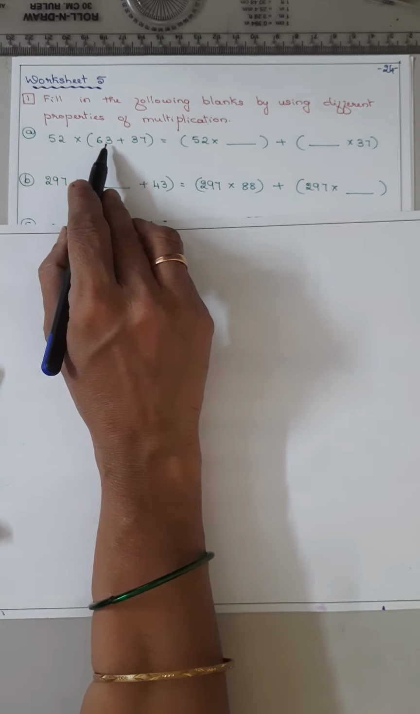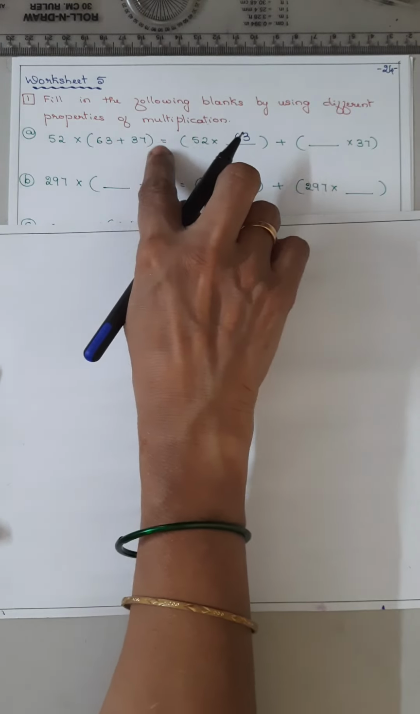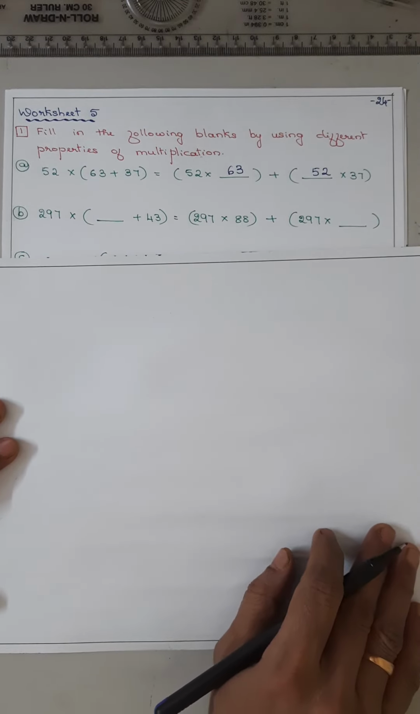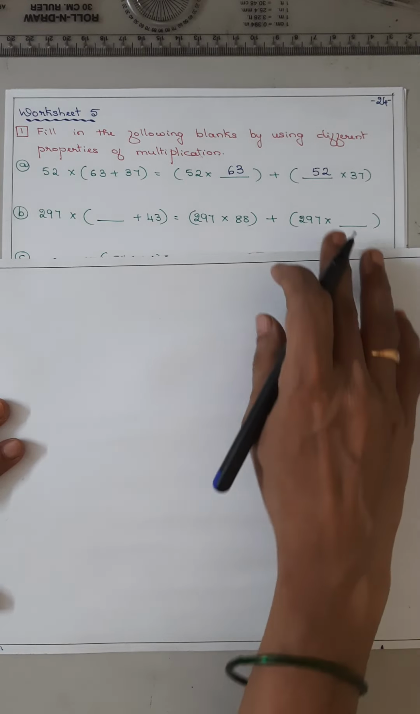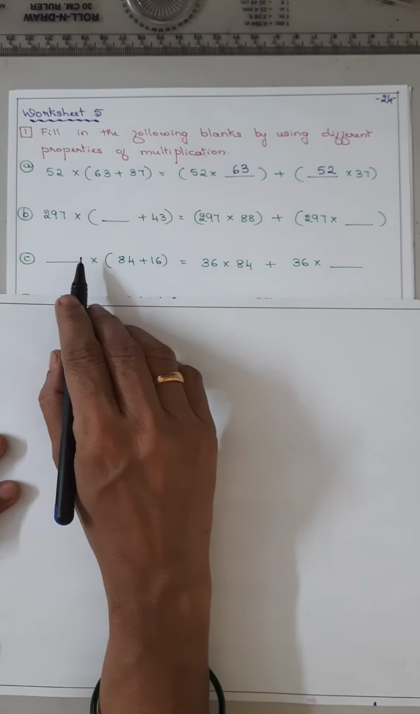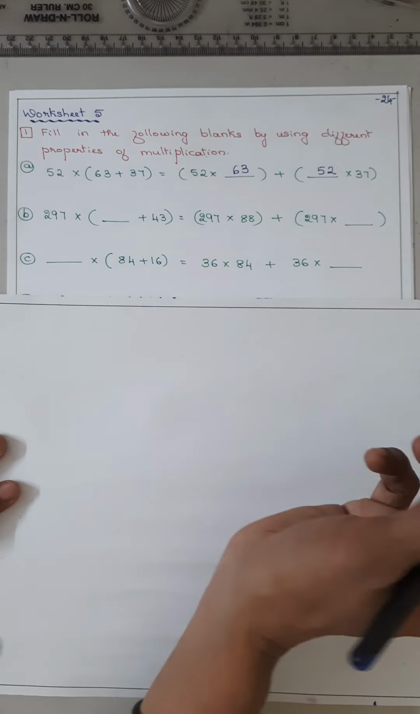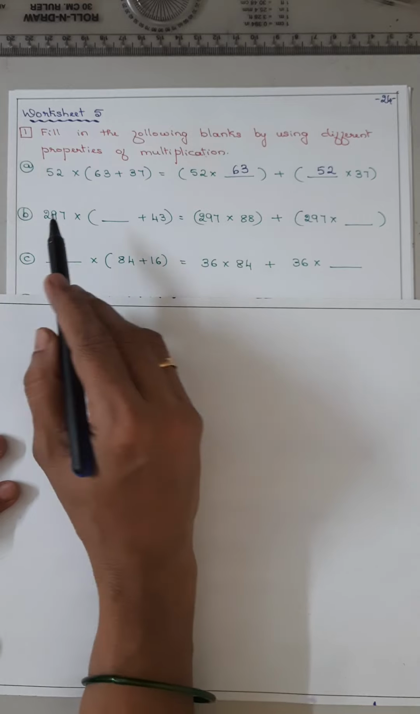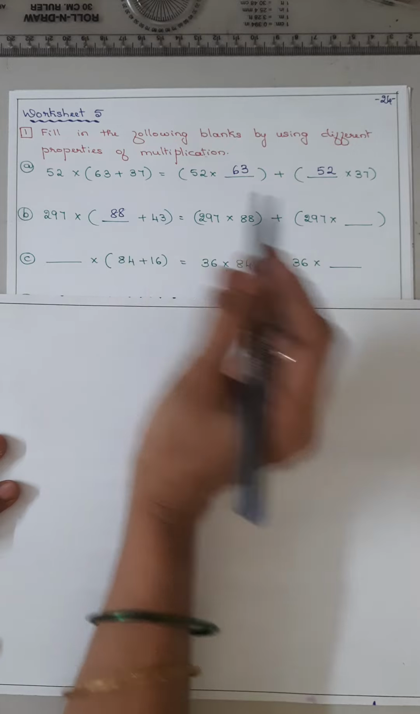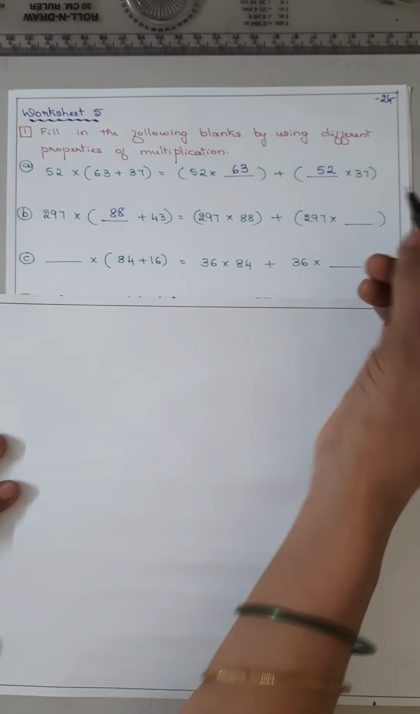So 52 into first number is 63 plus 52 into 37. So here we will put 52. Yes or no? Hope you are understanding. Okay, now coming to the question number B. 297 into dash plus 43. So on the right hand side, 297 into 88. So here it will be 88 plus 297 into 43.